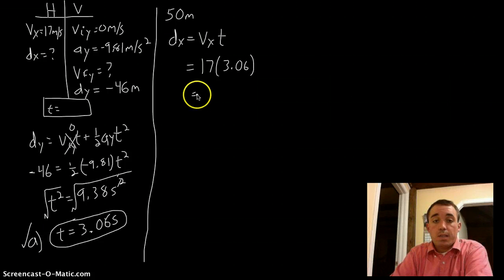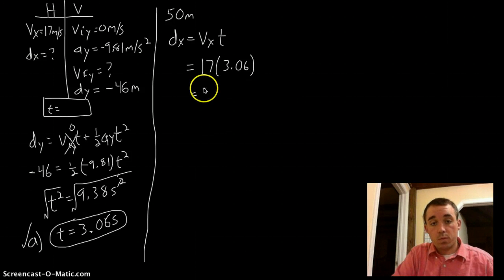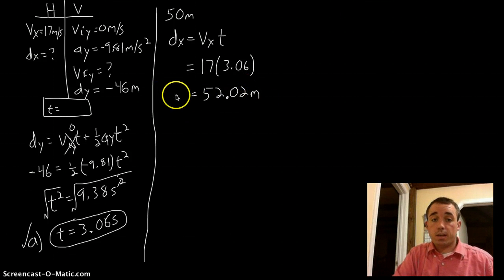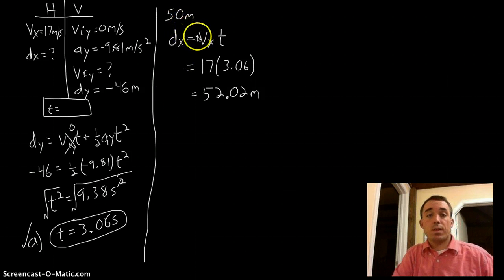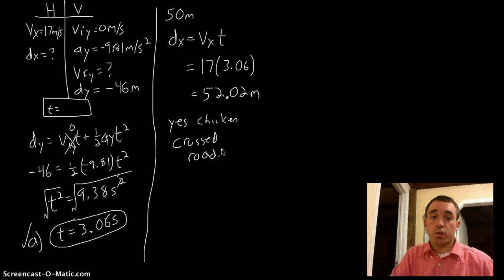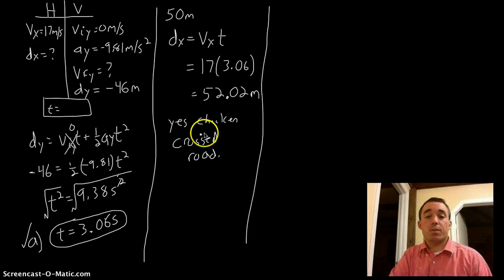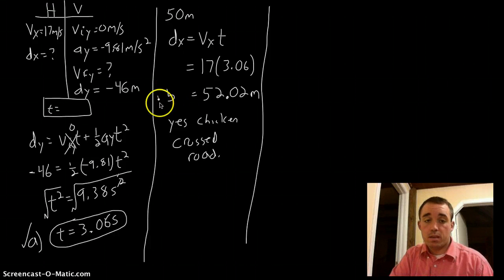3.06 times 17 is 52.02 meters. So our chicken went further than the width of the road, meaning the chicken clears. Yes, the chicken crossed the road. So how did the chicken get to the other side? Projectile motion. All right, I have too much fun with these things. So the chicken crossed the road. We have part B in the bag. Done.